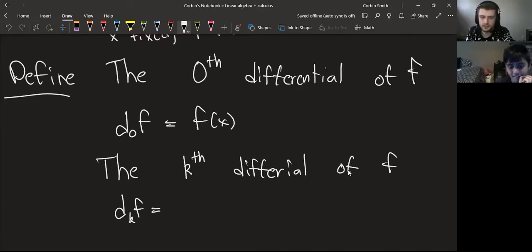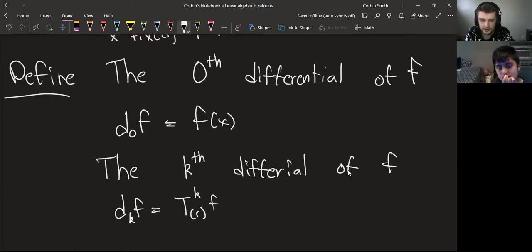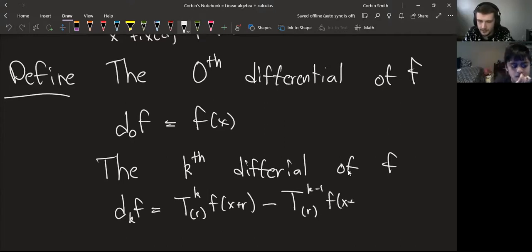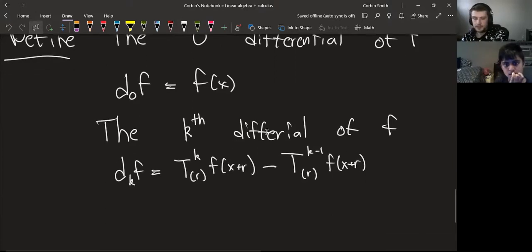Okay, so the kth differential of f is going to be the kth truncation in r, where we're thinking of r as fixed and x as varying, minus the (k minus 1)th truncation at r of f of x plus r. Let's look at some examples and try to understand what it means when k is equal to 1.